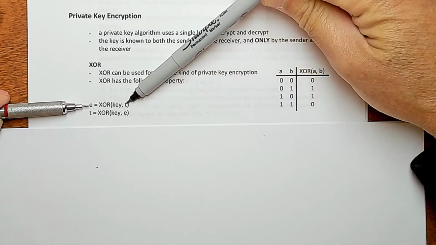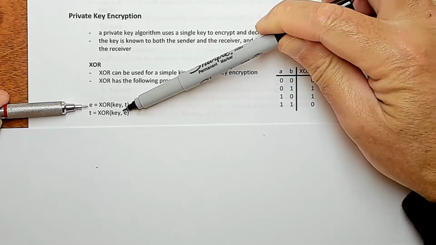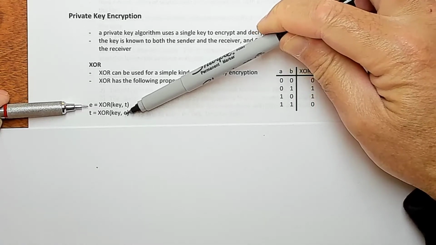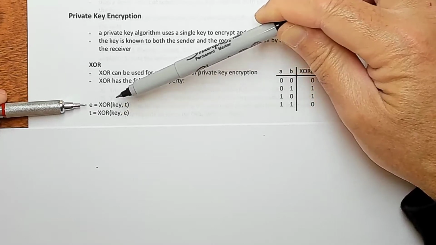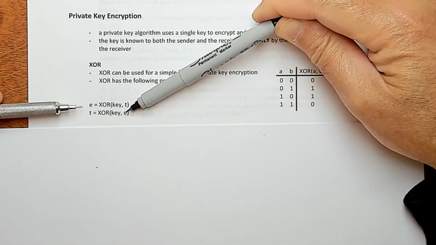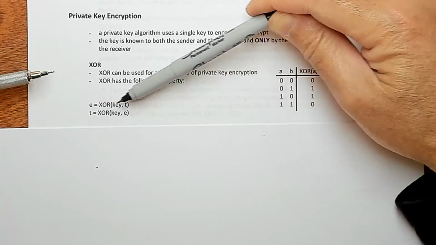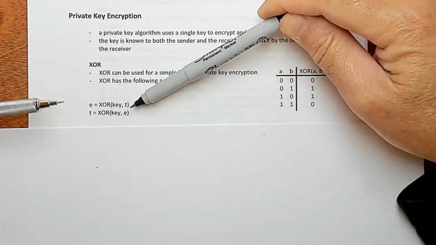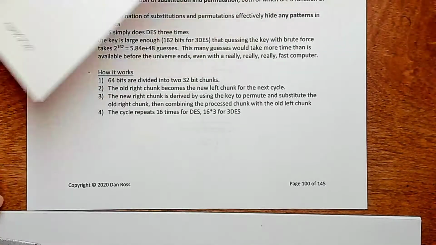So it has this interesting property that if you take the plain text T and apply the key to it, you'll get this encrypted data, E. And it's reversible simply by taking the encrypted data, E, and applying the key to it again. So you can go from plain text to encrypted and then back to plain text just by applying the key twice. Here's an example.